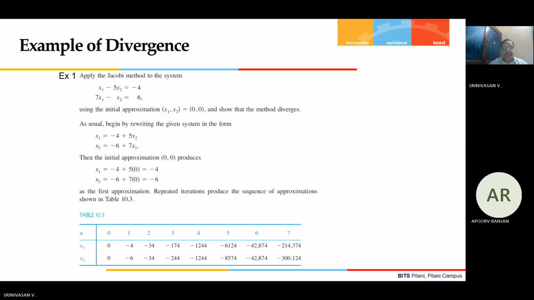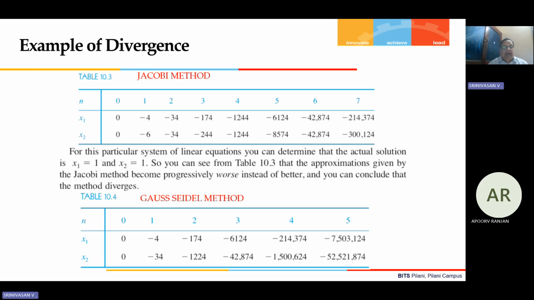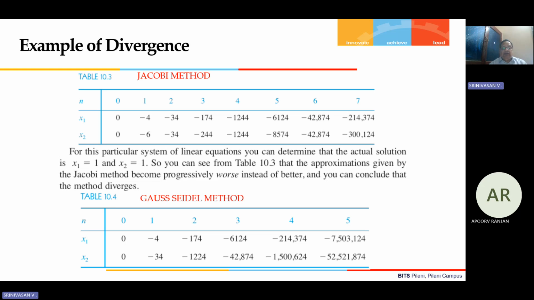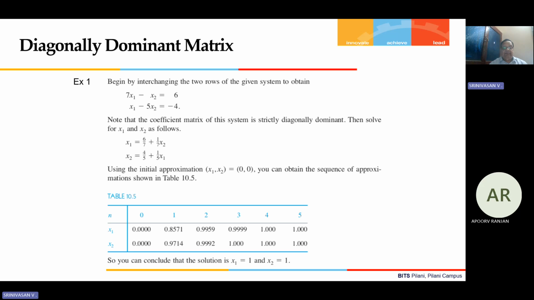That's all. Here you are given a condition: apply the Jacobi method to the system using the initial approximation, and show that the method diverges. You can easily check that. If you put 0, 0, you get x1 as minus 4. And if you do a number of approximations, you see 0, minus 4, minus 34, minus 74, and so on. With any method you use, Gauss-Jacobi or Gauss-Seidel, the values are increasing. So it is divergent.